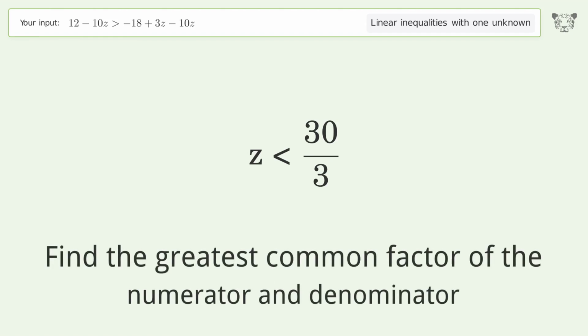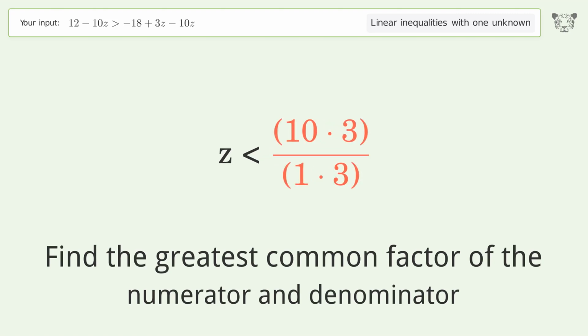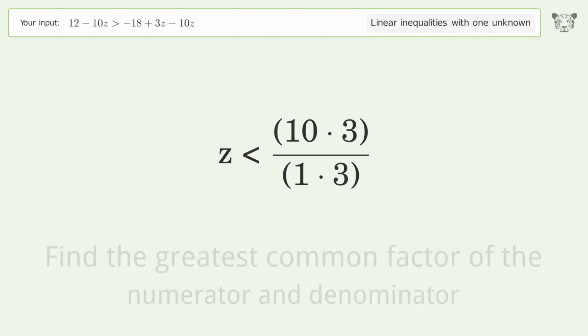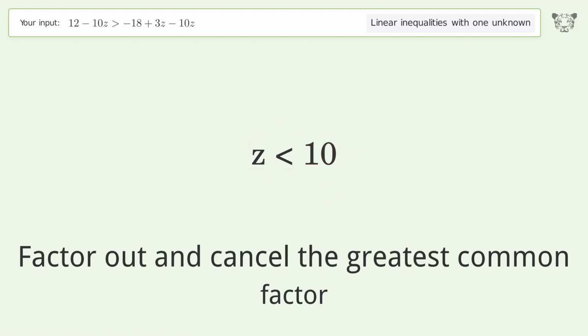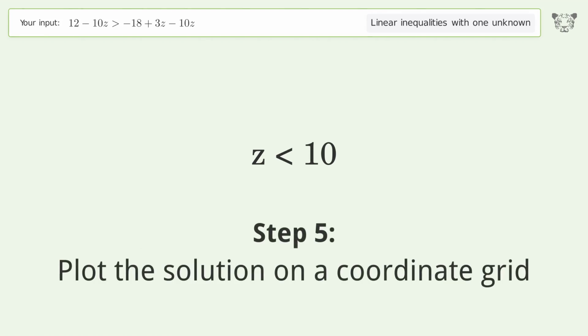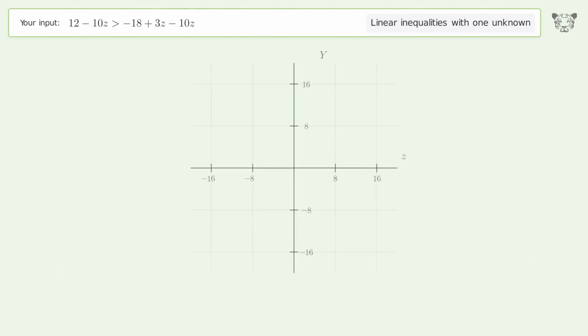Find the greatest common factor of the numerator and denominator. Factor out and cancel the greatest common factor. Plot the solution on a coordinate grid. And so the final result is z smaller than 10.